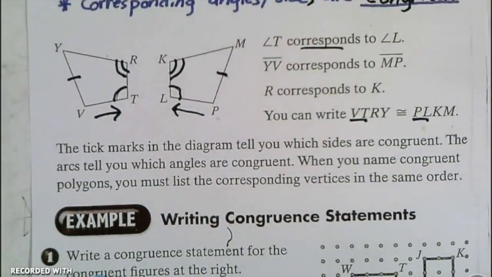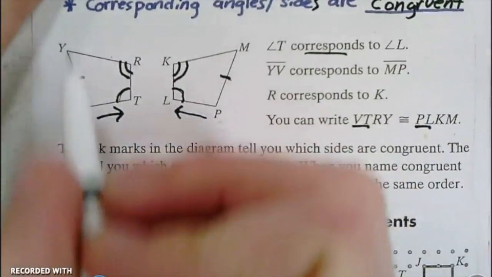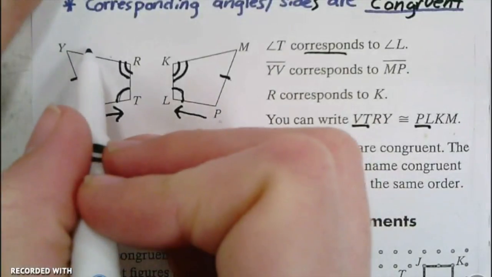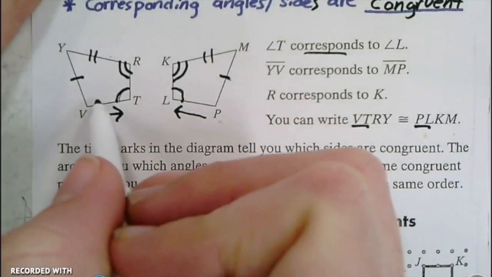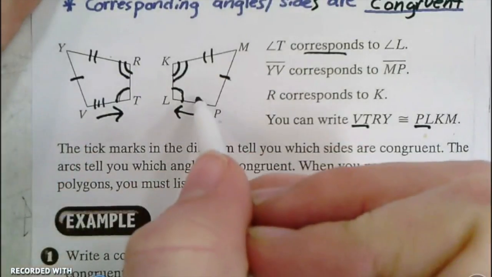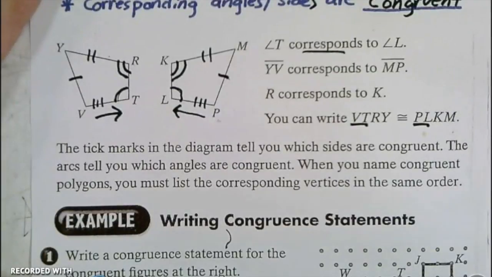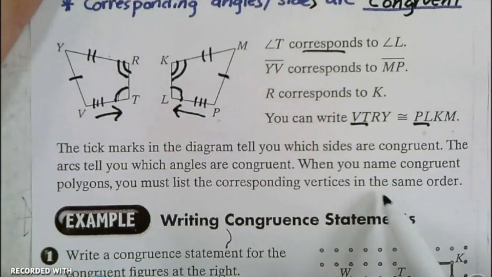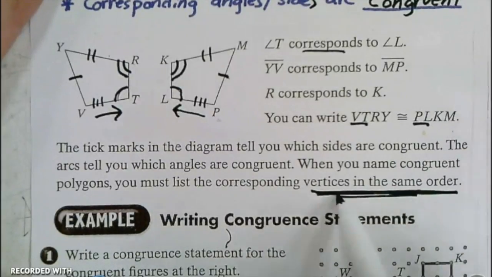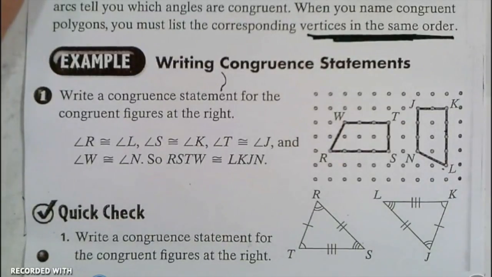The tick marks in the diagram tell you which sides are congruent, and that's kind of what I was showing you right there. So if I wanted to show that this side was congruent to that side, I could do 2 tick marks there and 2 tick marks there. On this side, I could do 3 tick marks, and here I could do 3 tick marks to show that those are corresponding sides. When you name congruent polygons, you must list the corresponding vertices in the same order. Super important.